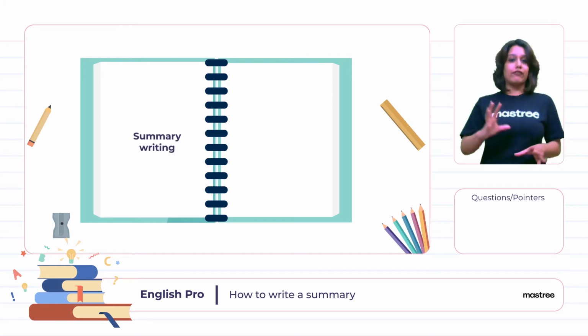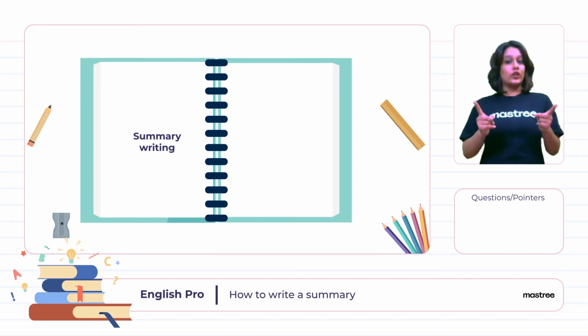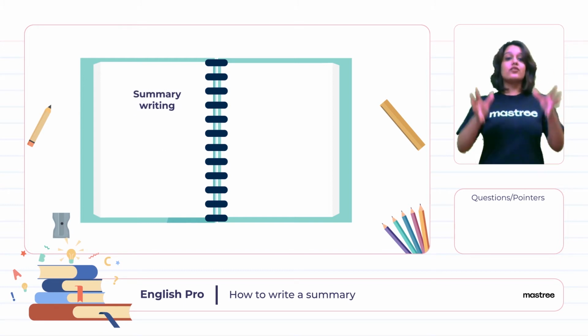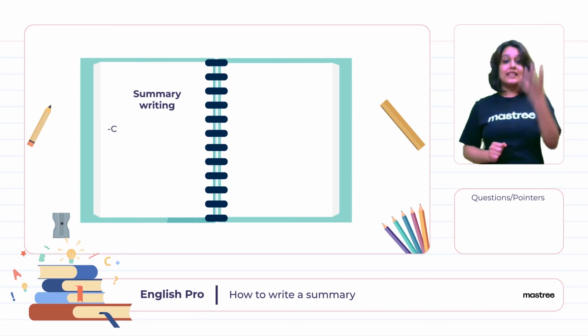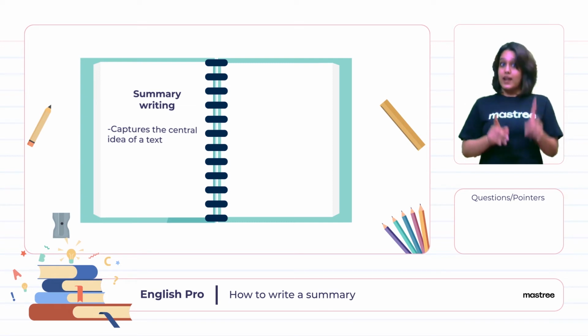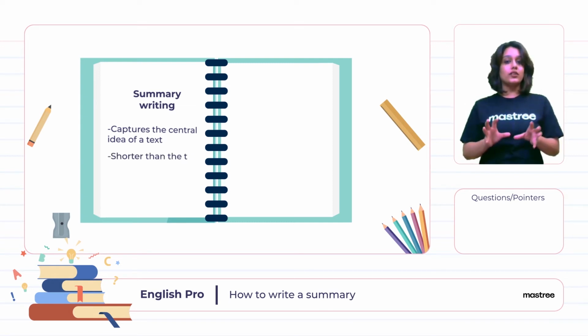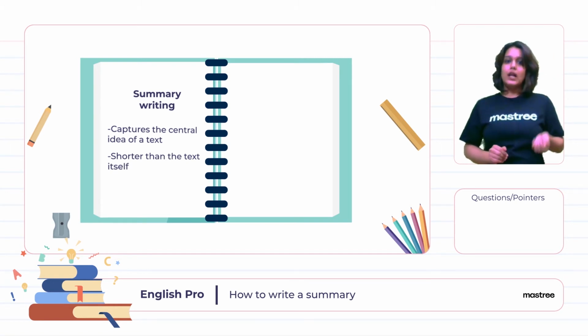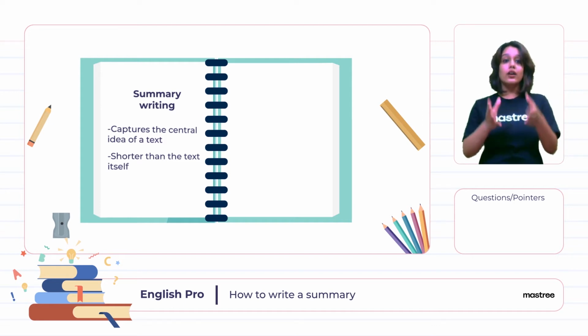Let's look at the definition of summary. A summary of a text refers to the act of writing the central idea as put forward by the text. A summary is always shorter than the actual text. When your teacher, for example, asks you to summarize a text for her, she wants you to show her what you understand of the text that's been given to you.